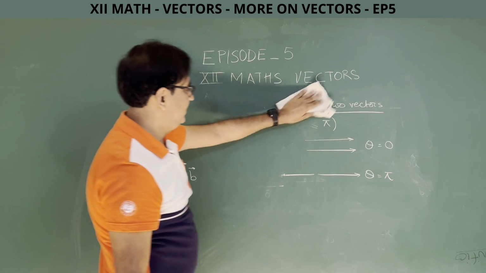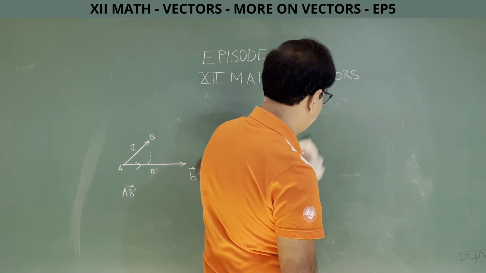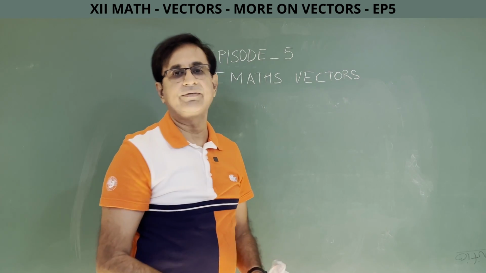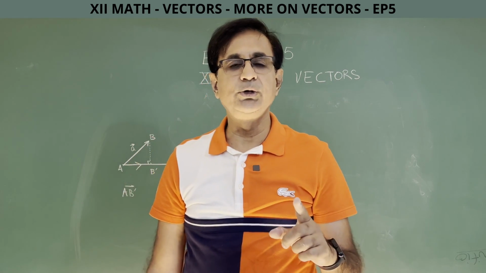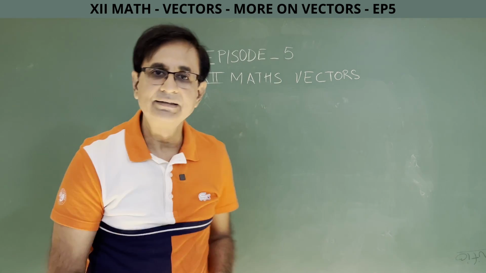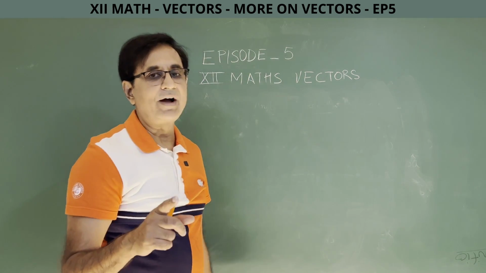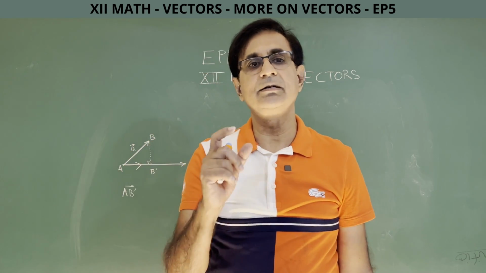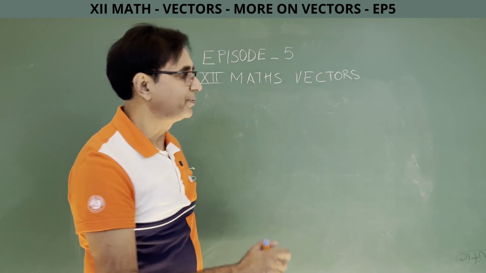So, I can make a very interesting numerical for you. If the sum of two unit vectors is a unit vector, what is the angle between the two vectors? I will do this question with the help of i, j and k, but right now I will give you the answer by concept, by geometrical representation.